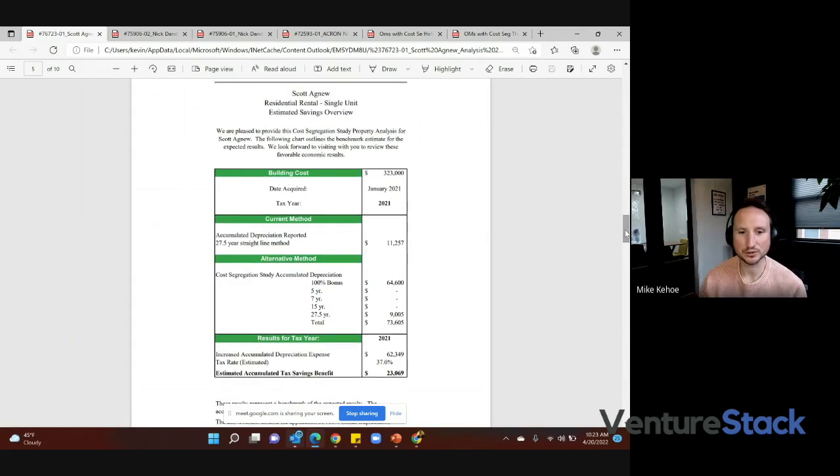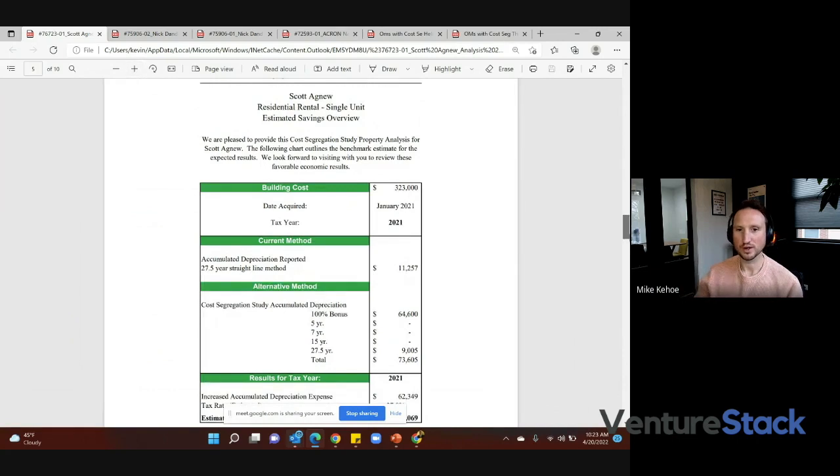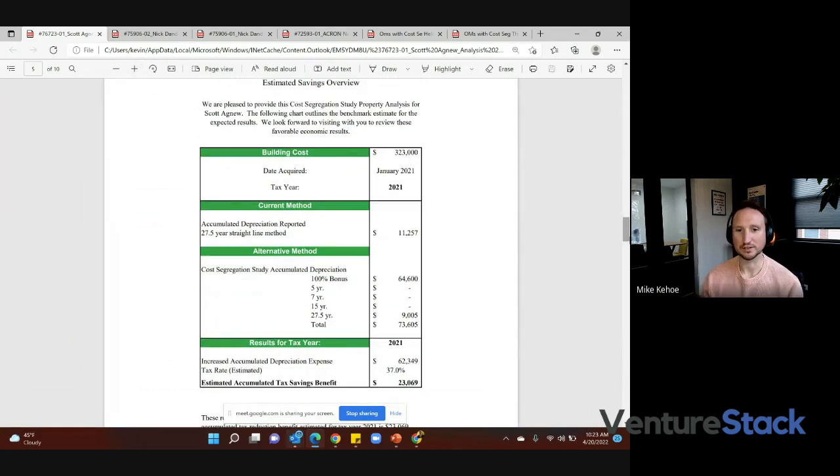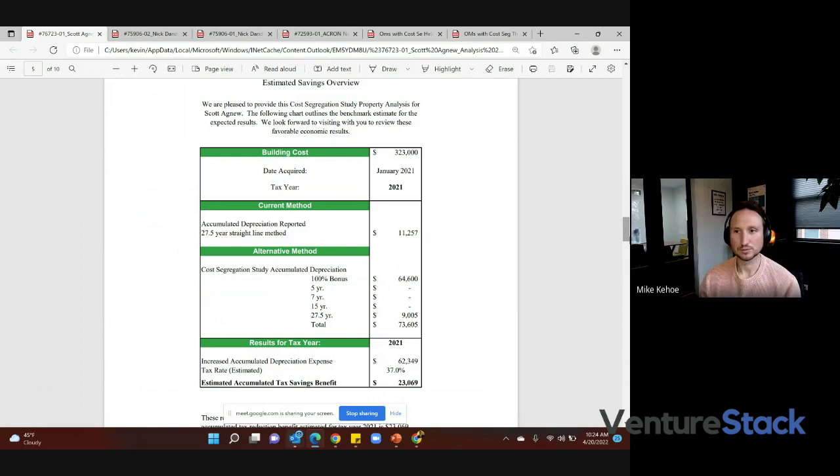So going back to it, you said it would take 5 or 6 years to get you to that 62,349 if you just use straight line. Whereas this is front loading the depreciation based off of the different pieces of the property that the IRS deems as depreciating faster than others. Right. Okay. And it's true.